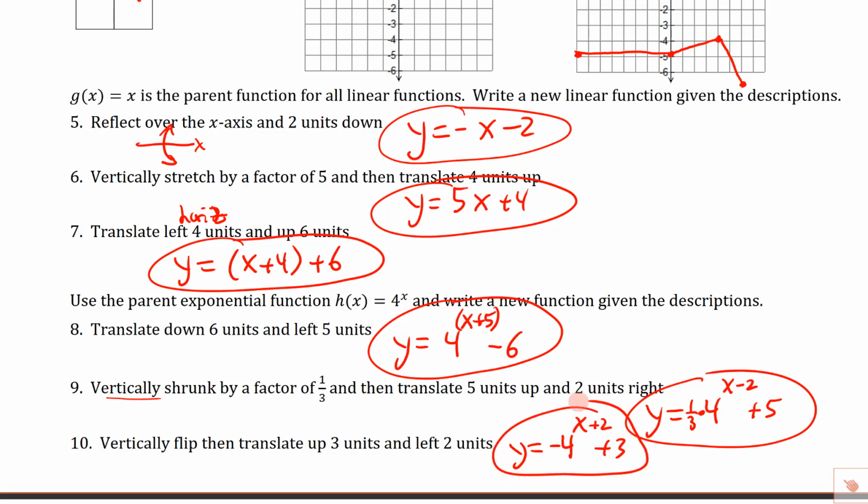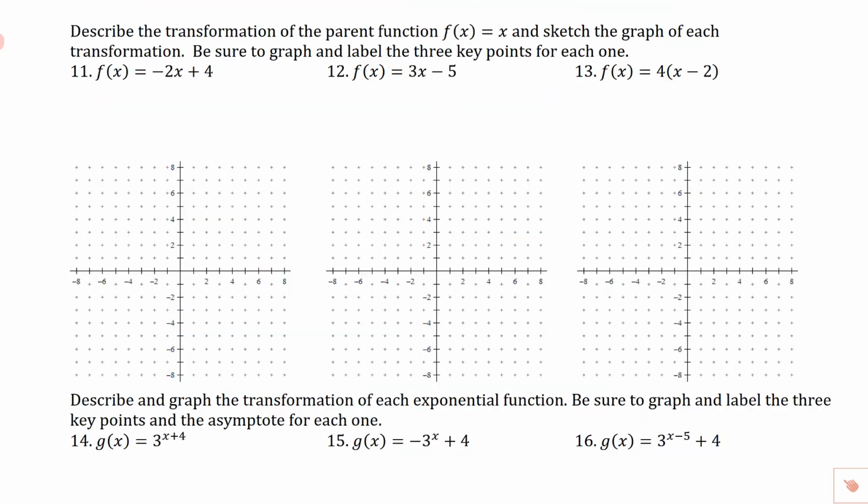Okay. All right, let's take a look at the other side. On this back side, it says describe the transformation of the parent function f of x equals x. So that's that standard old linear function. Sketch the graph of each transformation. Be sure to graph and label 3 key points for each one of these. Okay, so let's go ahead and take a look at what happens here.